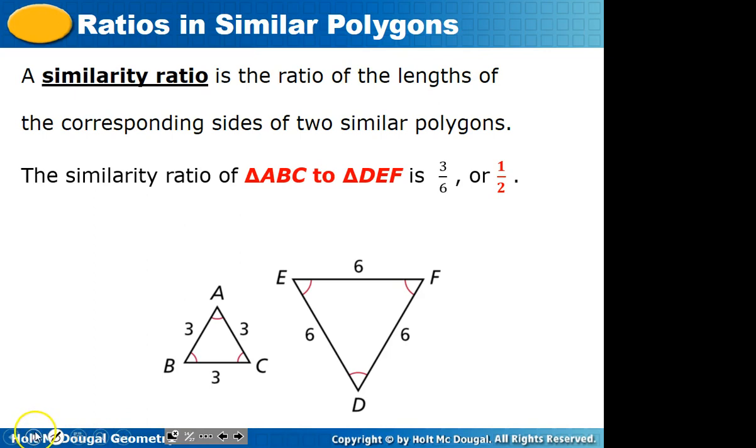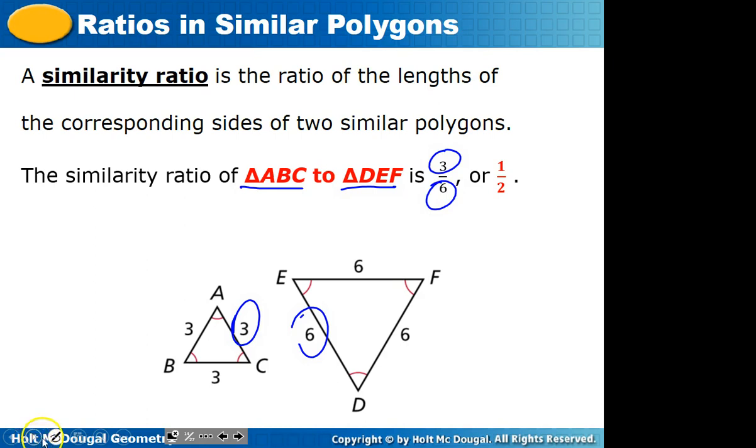So the next thing I want to clarify for y'all is a similarity ratio is the ratio of the lengths of the corresponding sides of two similar polygons. When we work these types of problems, this is really important. If I start with triangle ABC over DEF, then I have to maintain that as I work the problem. So all the sides of ABC go on the top and all the sides of DEF go on the bottom. And that's the case here because I have ABC to DEF. Thus I have my 3 going on top and my 6 going on the bottom, and that reduces to be 1/2.